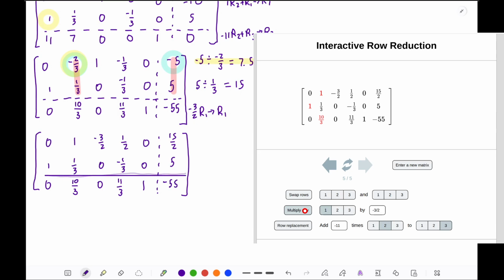I'm not done with this pivot step yet, because all I did was make it into a 1. We still have to annihilate. So there's my pivot entry. So negative 1/3 times row 1 plus row 2, replace row 2. And negative 10/3 times row 1 plus row 3, replace row 3.